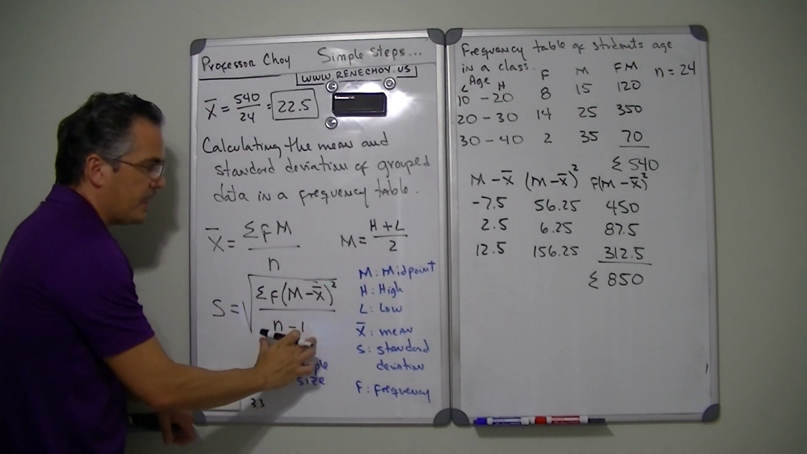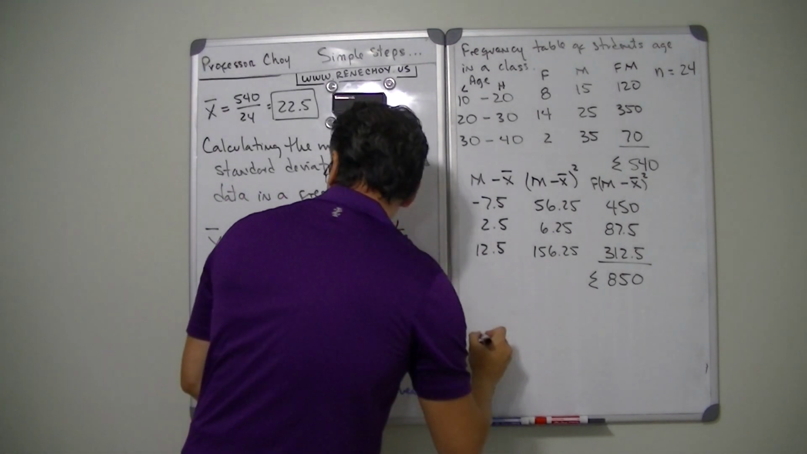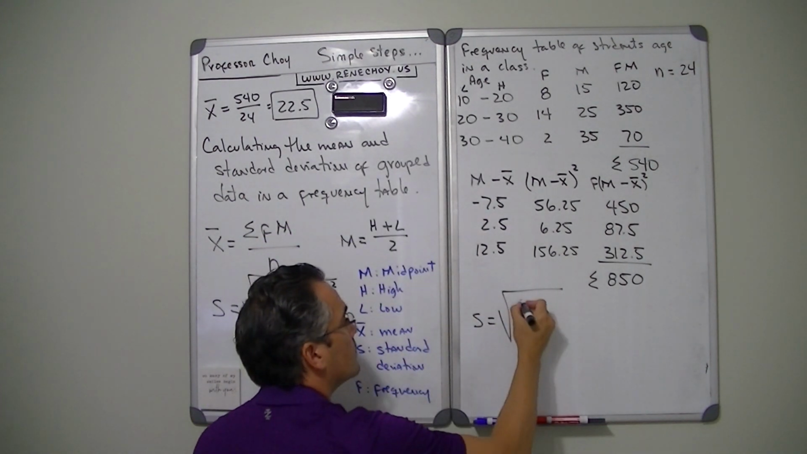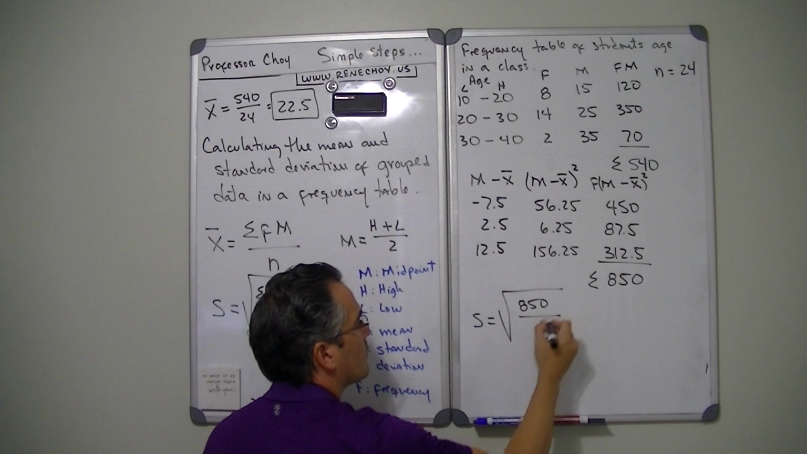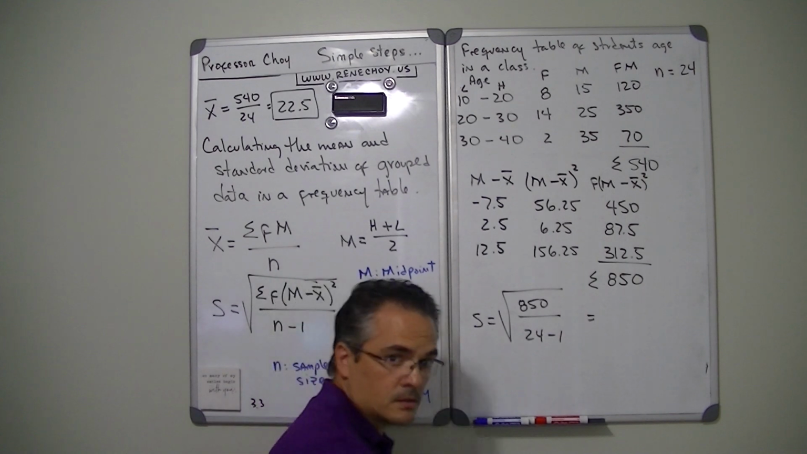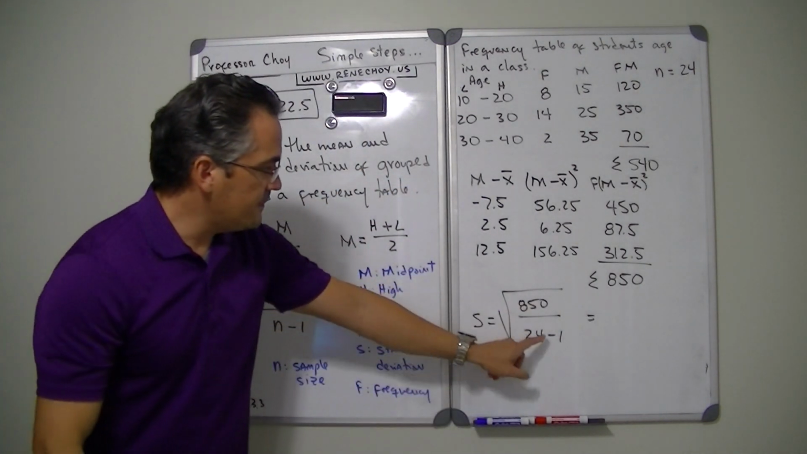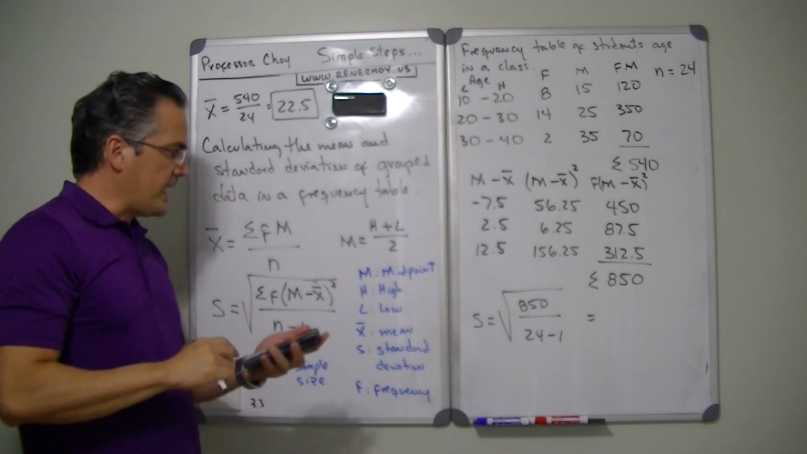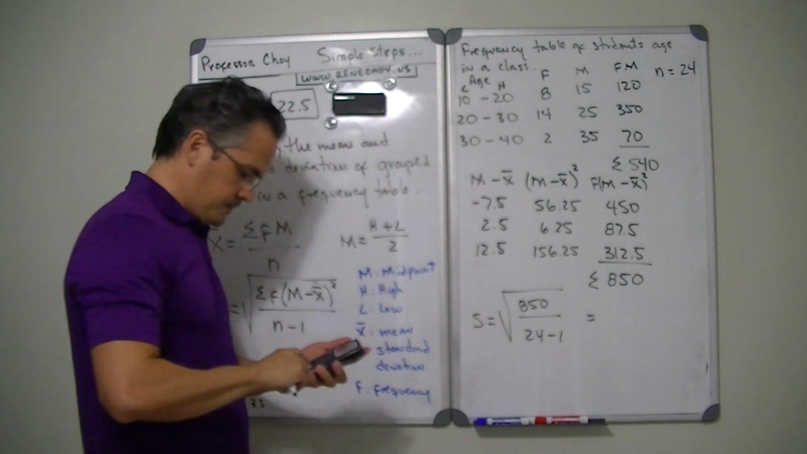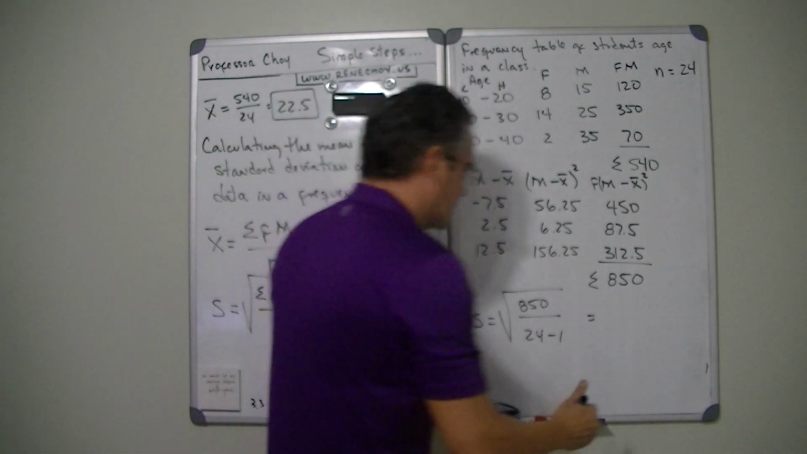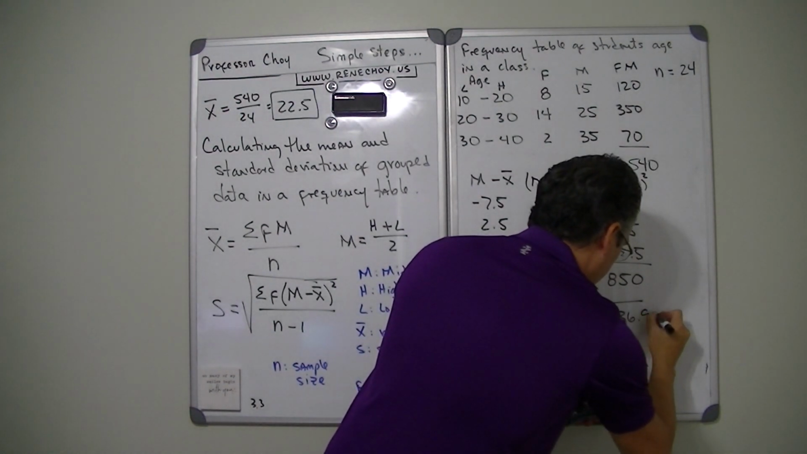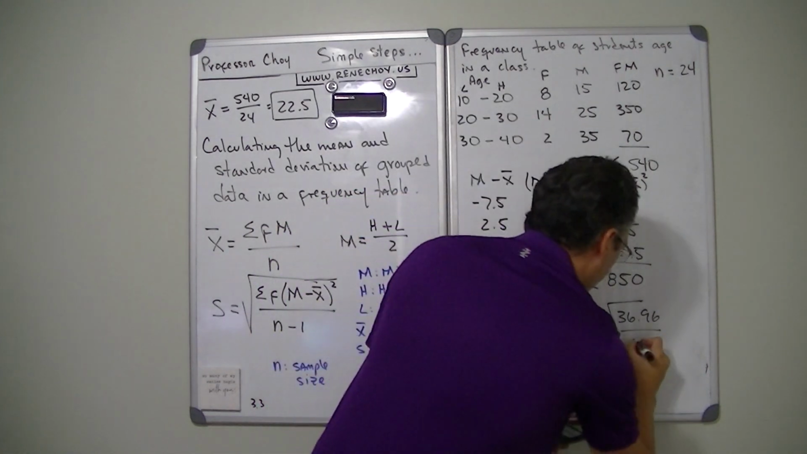I have to divide by n minus 1. Now n is 24, minus 1 will be 23. So I have to do here 850 divided by 23, and then find the square root of that. So let's do 850 divided by 23. Okay, that's going to give me the square root of 36.96 divided by 23.